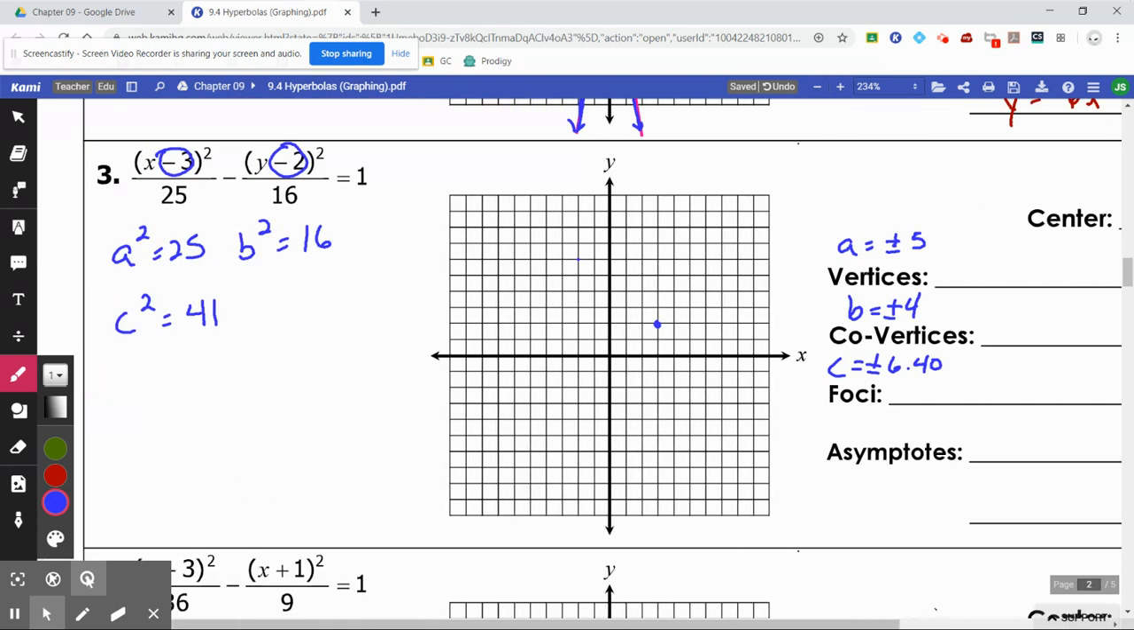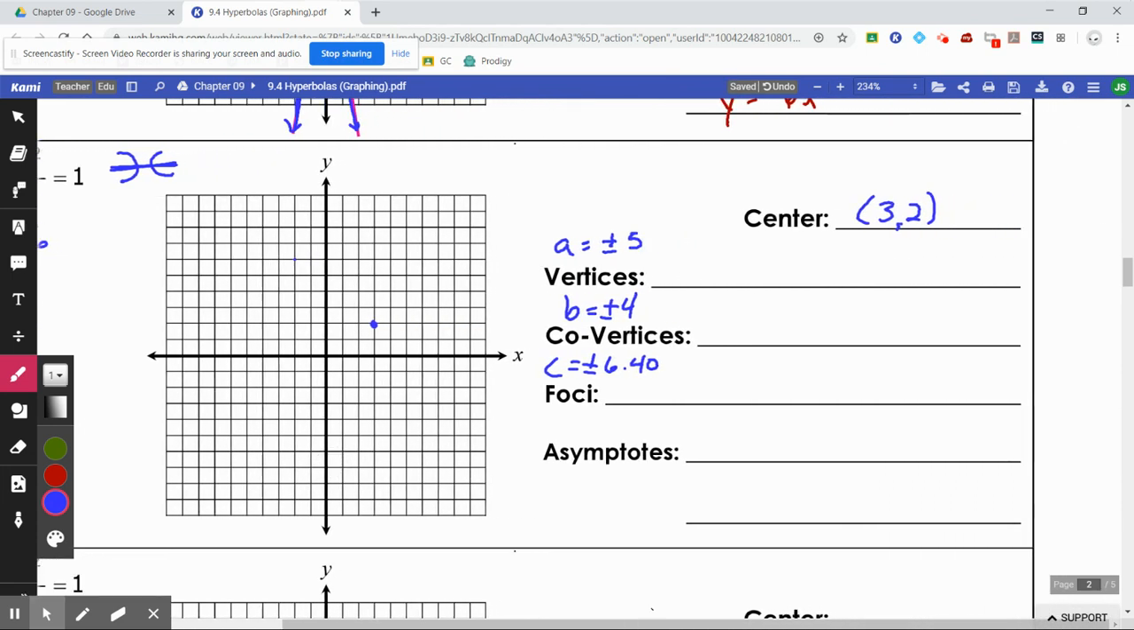Let's see if it's horizontal or vertical. Since the X stuff is listed first, this will be a horizontal, which means the transverse axis will be horizontal. The conjugate axis will be vertical. So let's see if we can find those vertices.